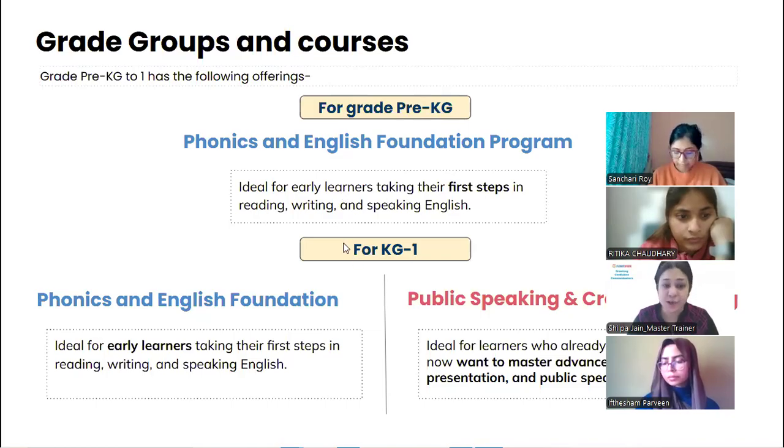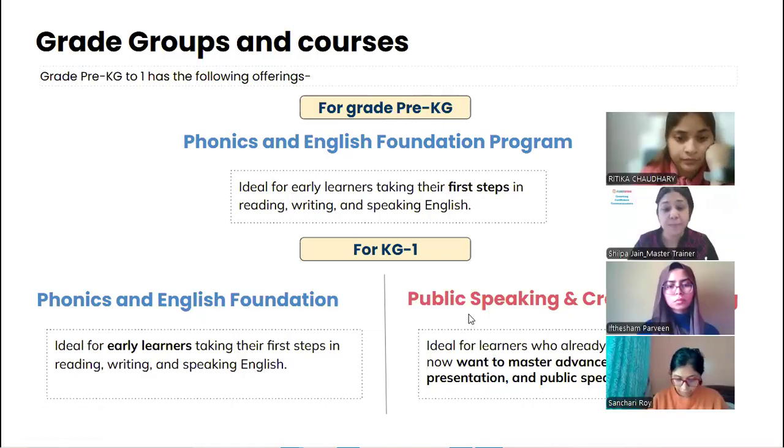Then for KG to 1, again we have the same 2 courses for them, but not ECP. Here we have Phonics and English Foundation and Public Speaking and Creative Writing. I would invite Ritika to read whom do we offer Phonics and English Foundation and whom do we offer Public Speaking and Creative Writing.